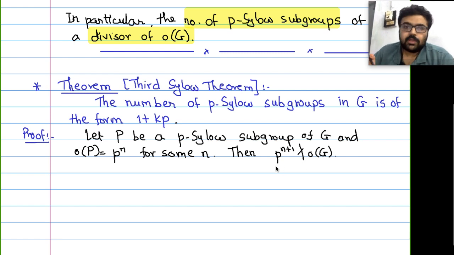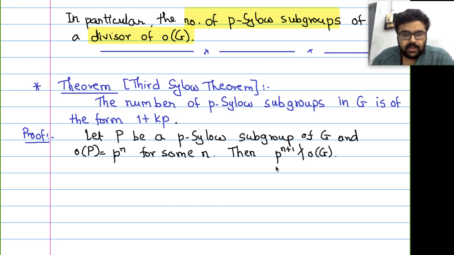Because we know P Sylow subgroup is a subgroup of G of the highest prime power. So the highest power of P dividing the order of G is N. So P power N plus 1 does not divide order of G.